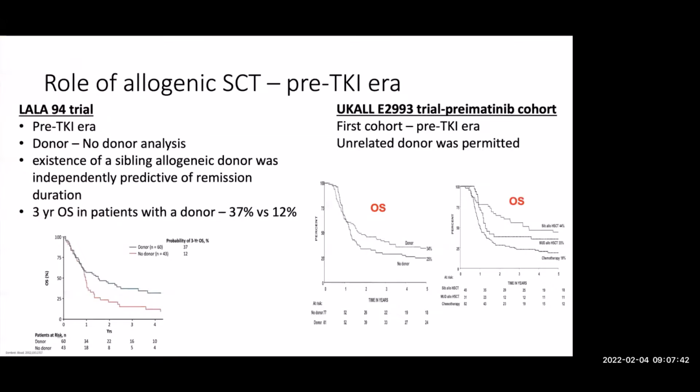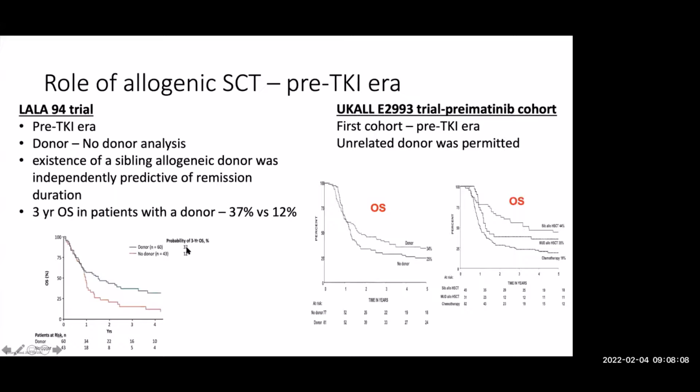Now, I have mentioned the different treatment approaches in these patients. Where does the role of transplant come in with all this data which I have presented? The role of transplant was actually established even before the TKI era. Two major trials had looked at it. The first is the LALA 94 trial, where they found that if the patient has a sibling allogeneic donor, they had a better remission duration.